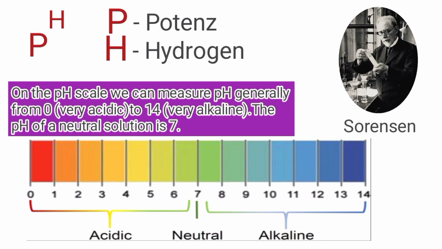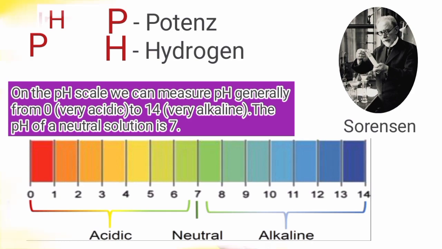So you see the pH measurement scale, the range 0 to 14. Here 0 to 7 are very acidic in nature, 7 is neutral, and 7 to 14 is alkaline, that is called base. So on the pH scale we can measure pH generally from 0 to 14. 0 to 7 below is called acids, and 7 to 14 is called base. So finally, 7 is neutral. This is also very important.